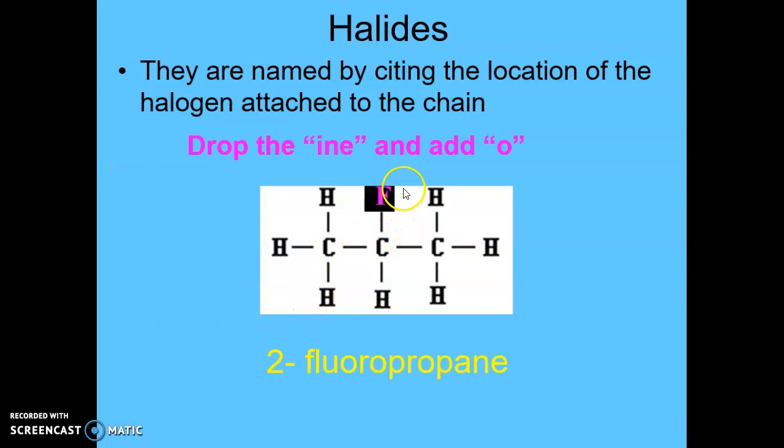For example, here we have 2-fluoropropane. 2-fluoro, because fluorine is in carbon 2, and propane, because we have 3 carbons in the main compound. As the carbons are joined by single bonds, it is an alkane, and the ending is -ane.